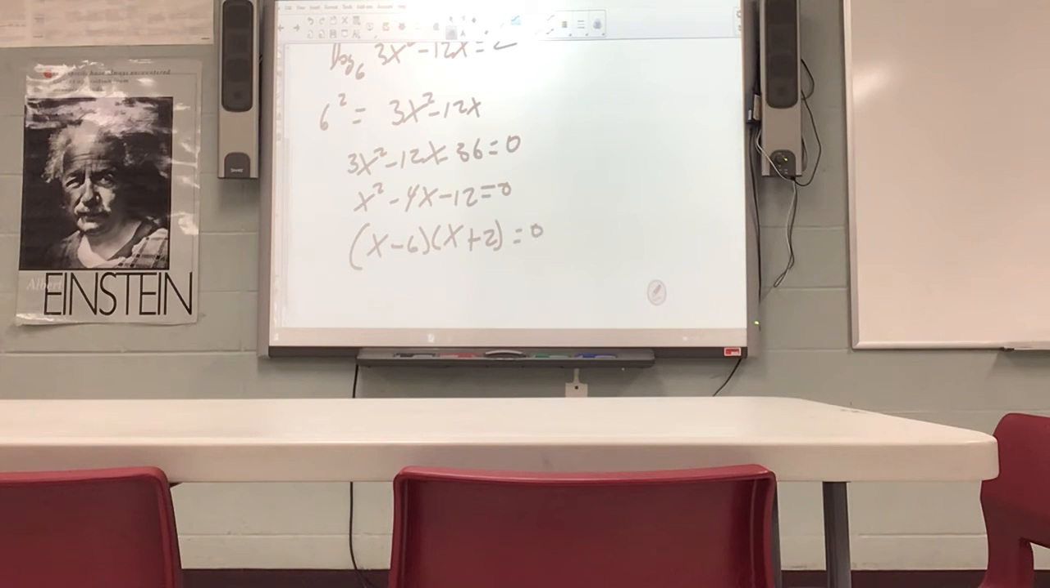But here's what Tyler was thinking. When I set those equal to 0 and solve now, if x minus 6 equals 0, that gets me x equals 6. If x plus 2 equals 0, that gets me x equals negative 2. Now don't circle that yet.